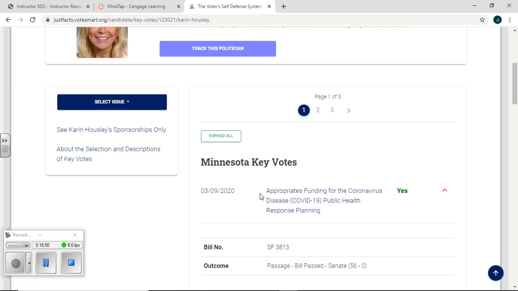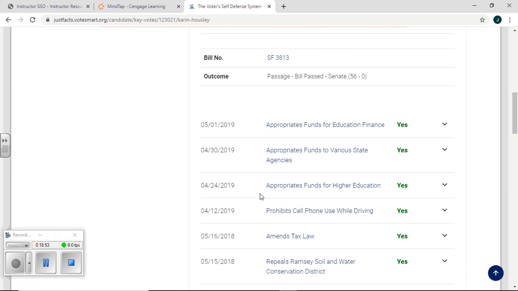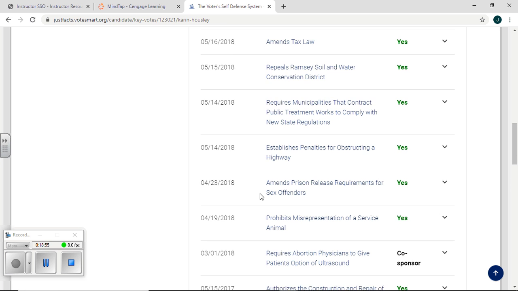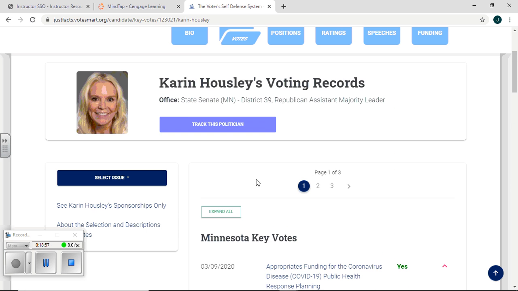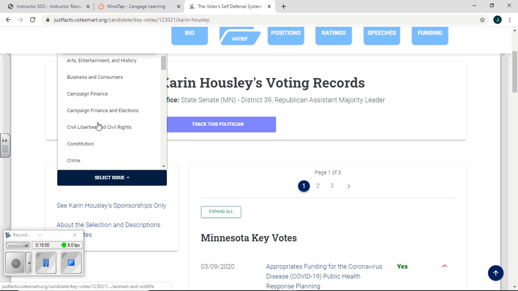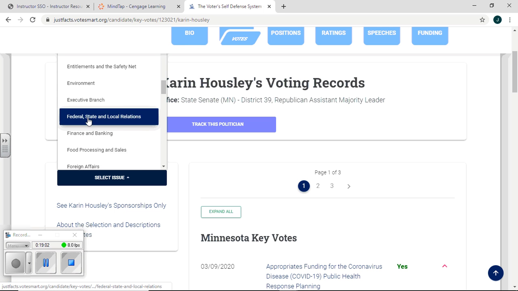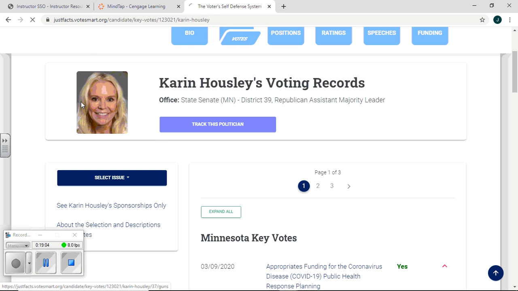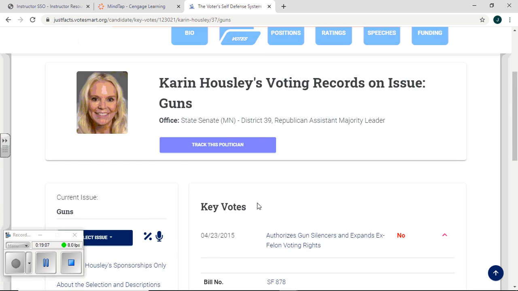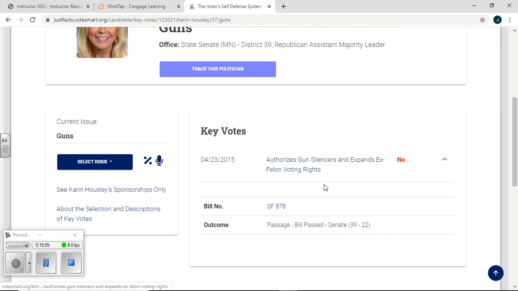We're going to get stuck in the webverse. I'm sure we can find it. Oh, here we go. The issue. Guns. There. Key votes. All right. So this person apparently had one vote. They voted against authorizing gun silencers. Okay, I'm not going to dig into this. The bill passed. They voted against it.